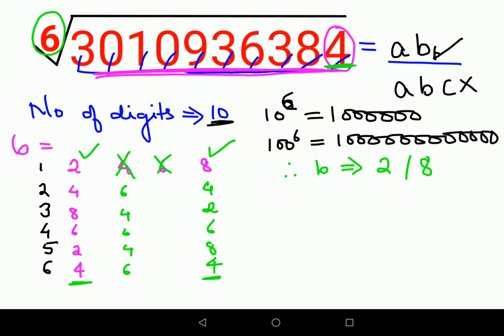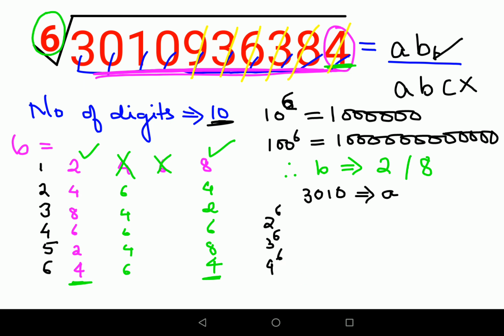So what you will do is cancel 6 digits from your right. So 1, 2, 3, 4, 5 and 6. Now this number 3010 is super important for you to find the value of A. Now what you will do is try to find 2 raised to 6, 3 raised to 6, 4 raised to 6 and so on.